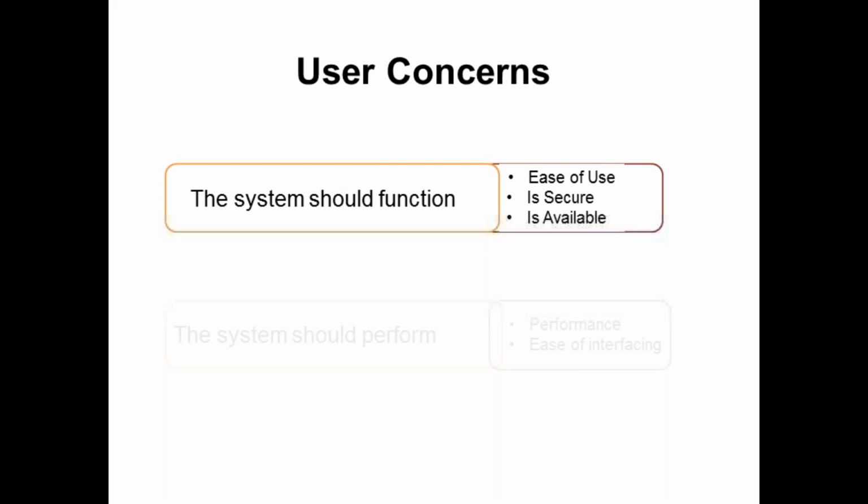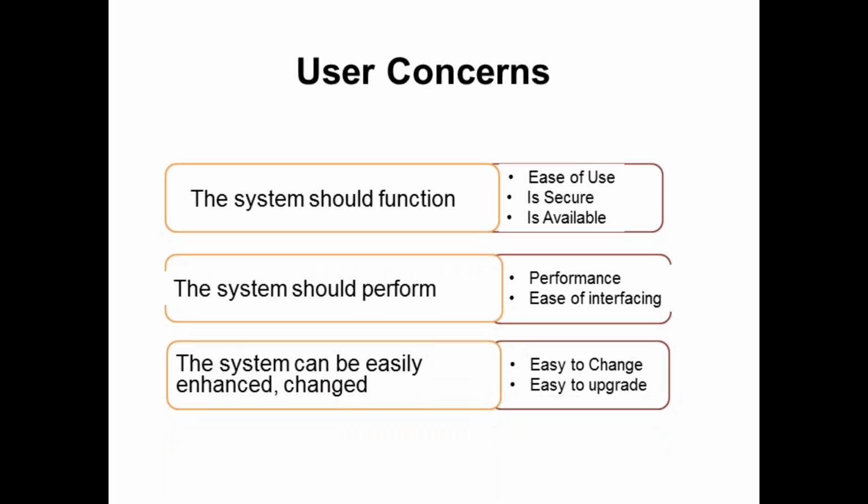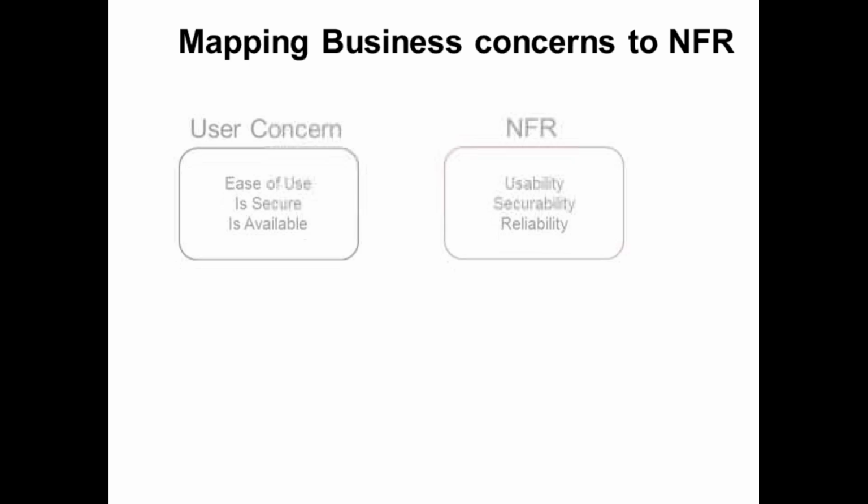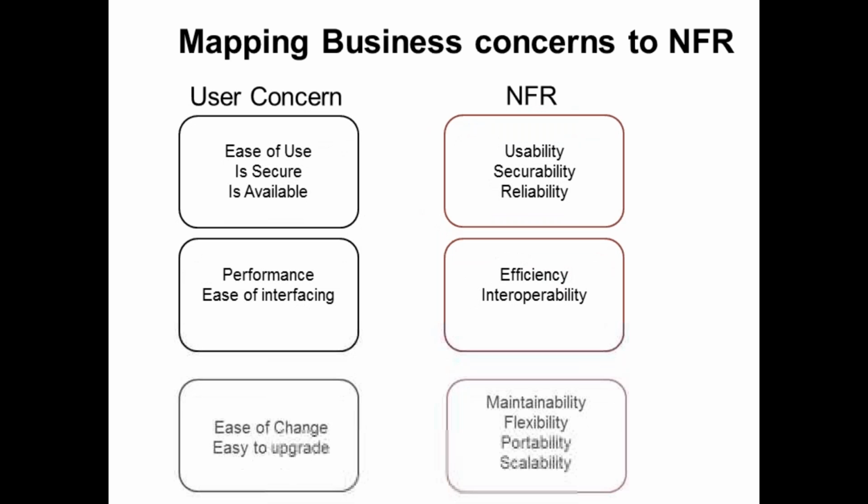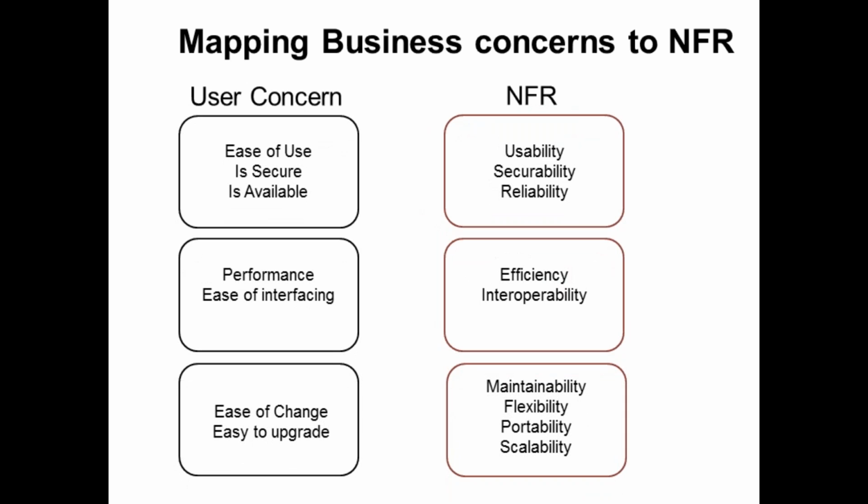Now, when we talk about the user concerns, they are from the performance perspective: the ease of using the application, is it secure, the availability of the application, the performance of the application, ease of connecting with multiple applications, and so on. When you translate these things into requirements, ease of use translates to user friendliness, is secure translates to security of the application, is available translates into the reliability of the application, and so on.